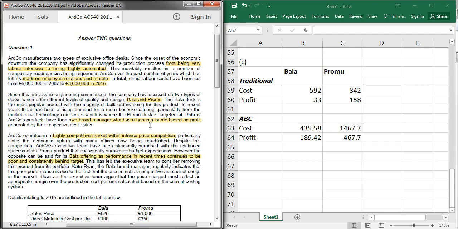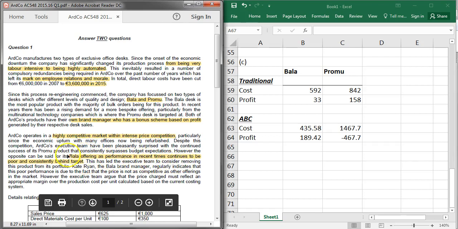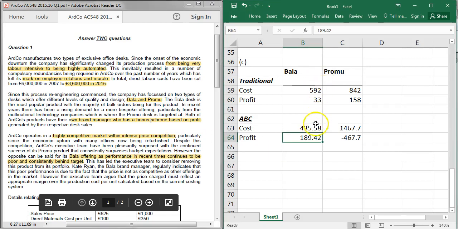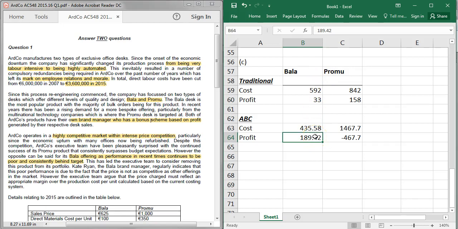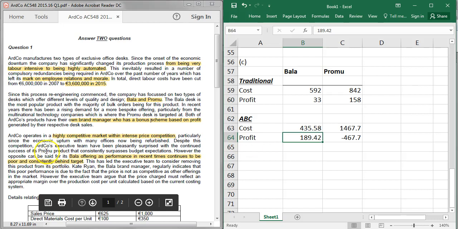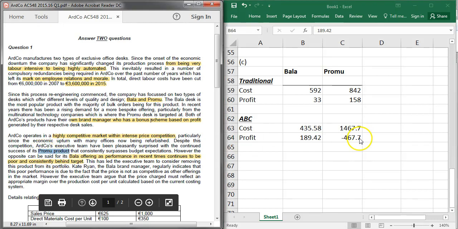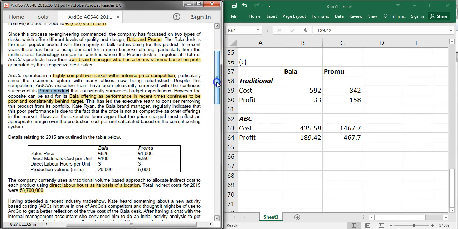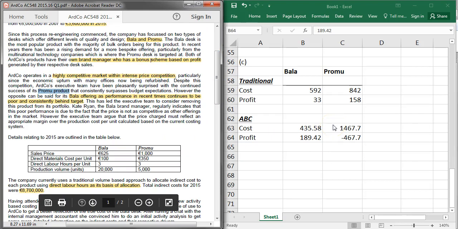Second implication is what we've highlighted here. If we've over- or under-costed, we're of course going to have over- or under-pricing. And that may reflect the problem we're having with Bala, where in recent times it's poor and consistently behind target, because we can see here we probably have it overpriced. We're currently making a huge profit based on a price of 625, and our competitors are probably pricing it down and still making a reasonable profit on it. Likewise, no wonder we're doing well with promo, because we probably have it underpriced. We're undercharging it by €1,000 because the true cost of it is actually €1,400.